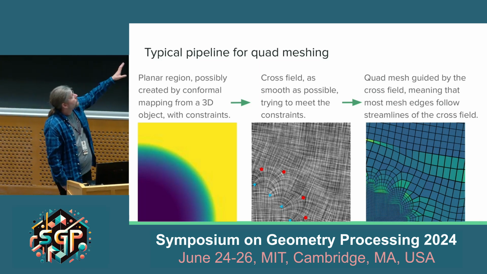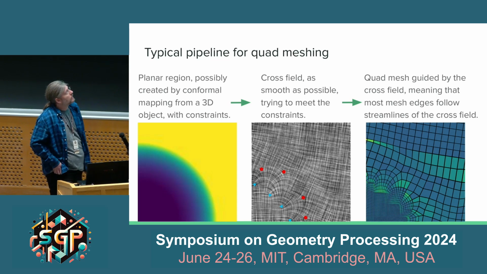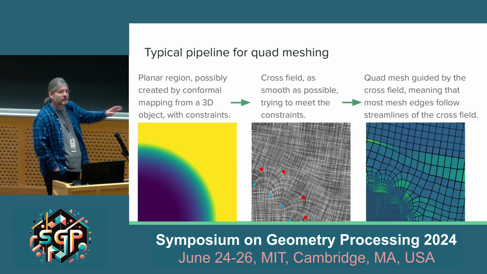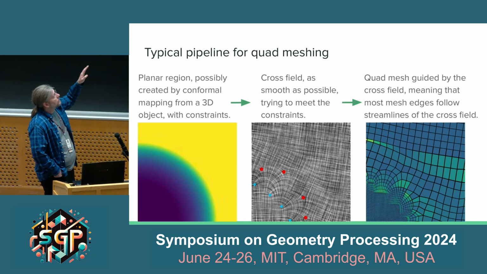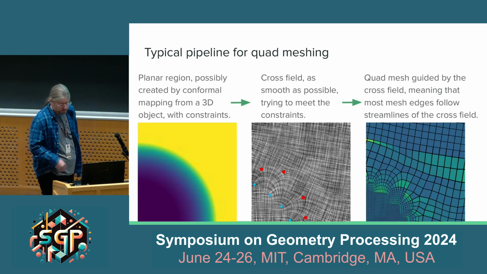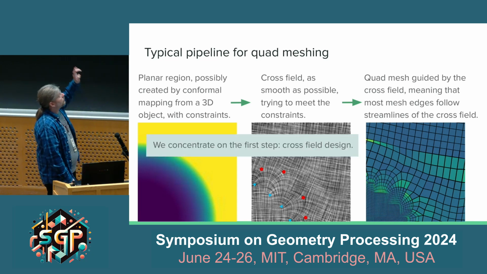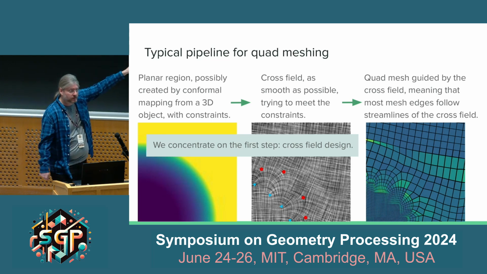And then from the cross field, we can extract a quad mesh, and ideally we want all of the edges in the quad mesh to be streamlines in the cross field. So today, we're going to focus just on this first step.